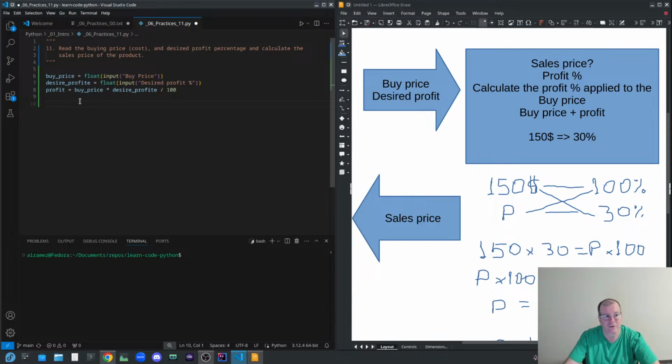So this will be our input. This is our processing, and then we're going to do the output here. They want to see the sales price. So you can say, okay, sales price will be the buy price plus the profit.